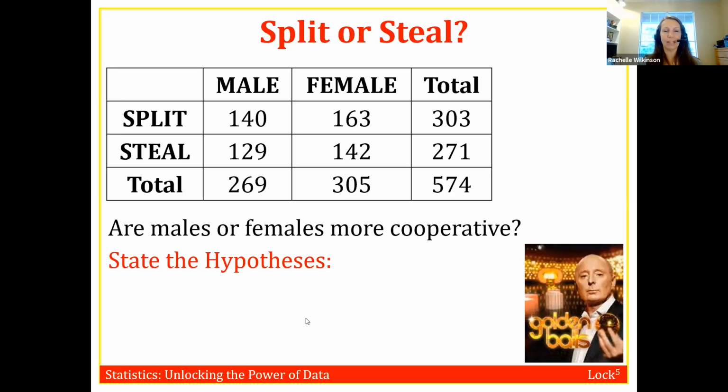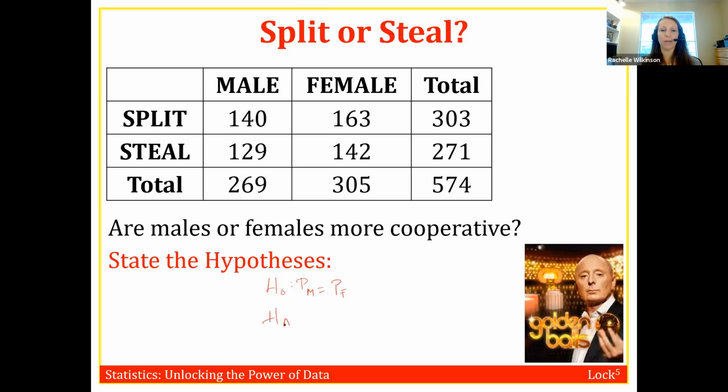Always has the equal sign, exactly. So we're going to have, whoops. I thought I had it written there. Okay, so the null hypothesis is going to be PM equal to PF.